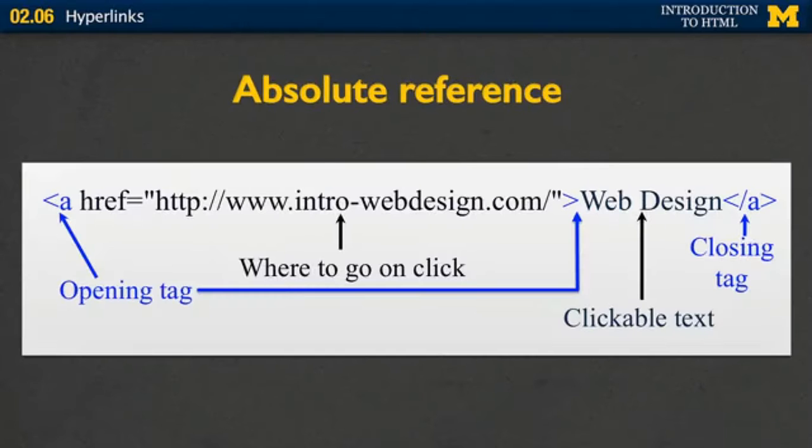With an absolute reference in the href section, we need to put a fully formed URL. You need to have the HTTP or HTTPS, the address, and any type of extra document name you want. So if you remember, there's three parts to a URL. You have the protocol, the host, and the document. You need to include all of those if you have an absolute reference. All right? Everything else is still pretty much the same.